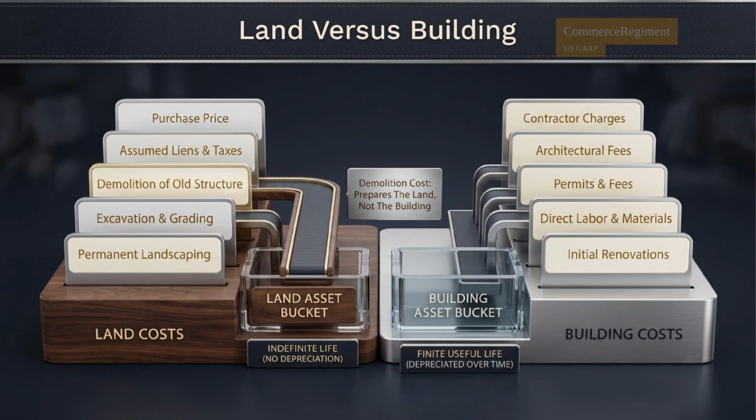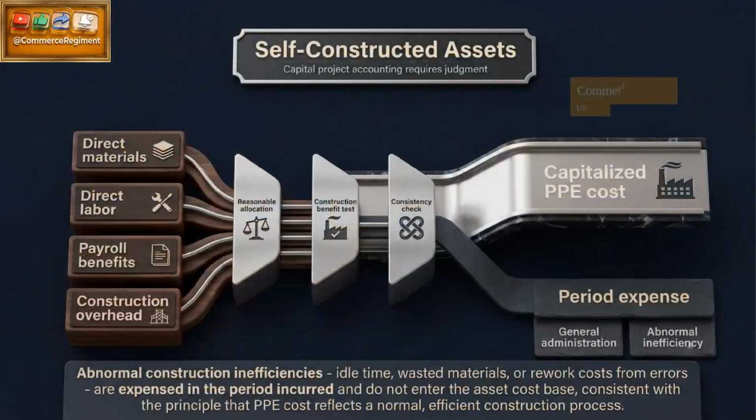Building cost includes contractor charges, architectural and engineering fees, permits, inspections, direct labor, materials, and renovation needed before the building is usable. A common trap is demolition cost. If an old structure is demolished to prepare the land for a new building, the demolition cost is normally treated as land preparation, not as part of the new building. Self constructed assets require more judgment because the company is building the asset internally.